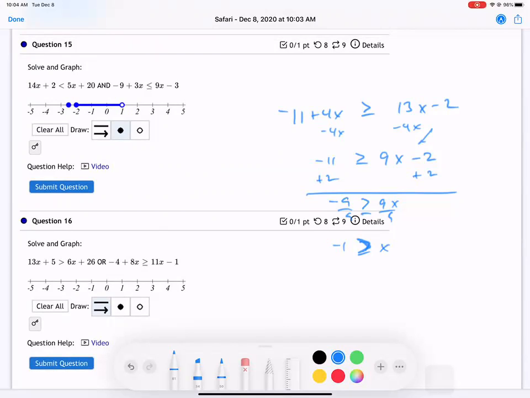Oh, okay, yeah. If you did that, you probably would have ended up with a negative 9x, which would have been fine.